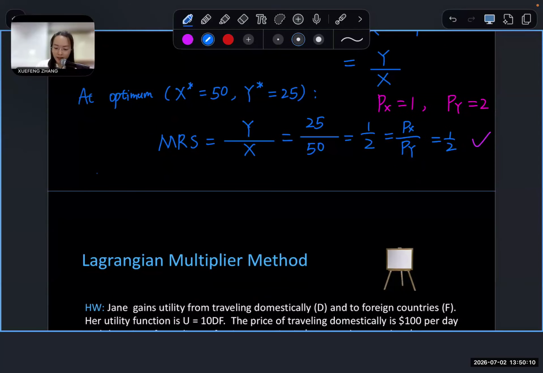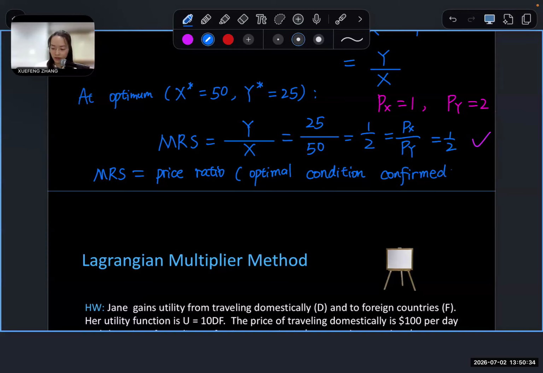This means MRS equals the price ratio, and this is the optimal consumption. The optimal condition is confirmed. Okay, I'll give you several minutes to digest what we've gone through so far.